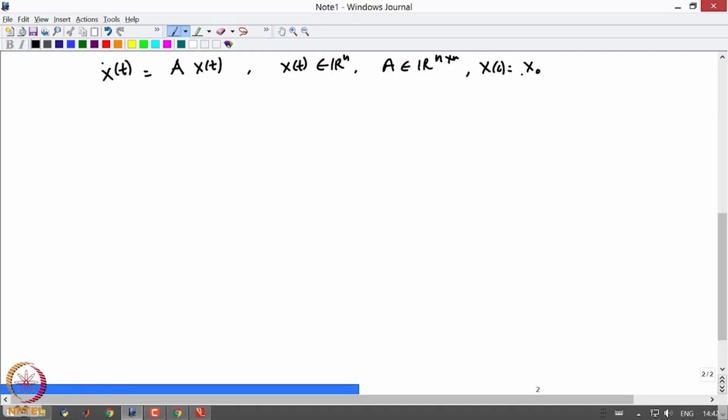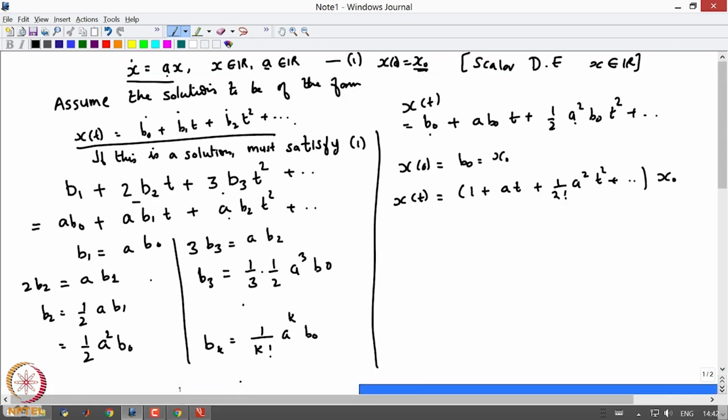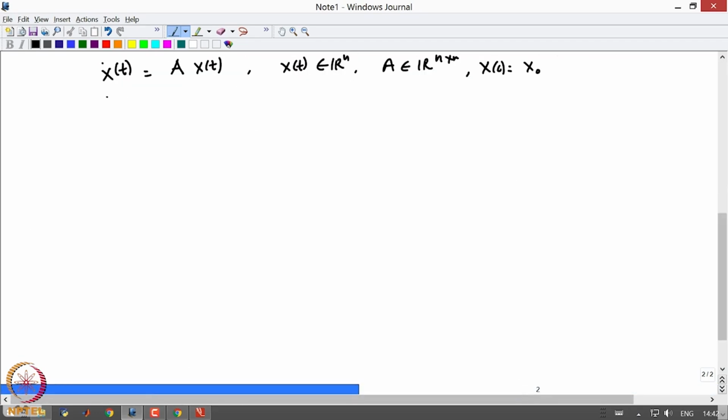Let me similarly write as I did in the previous case. Let me assume that there is a solution which looks like this. x of t is, now these are all vectors, b 0 is a vector plus b 1 t plus b 2 t square and so on. Now, assuming this is a solution, how do I find the b's? It will be the same problem for me.